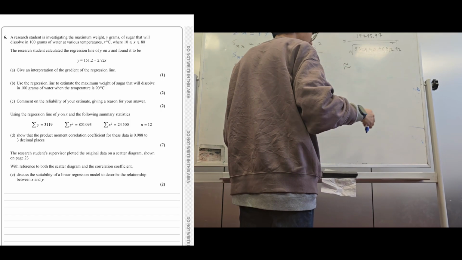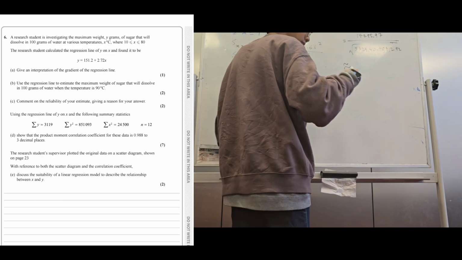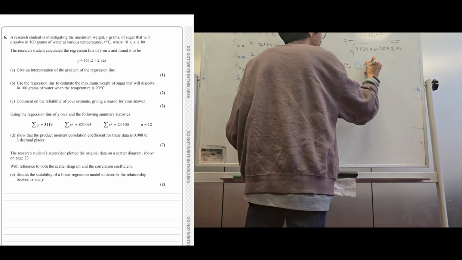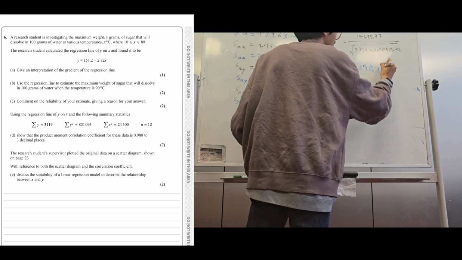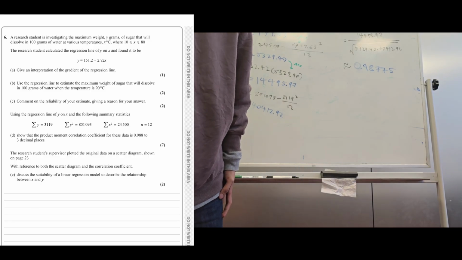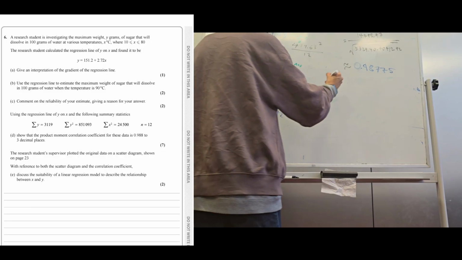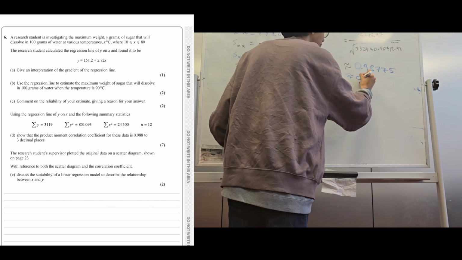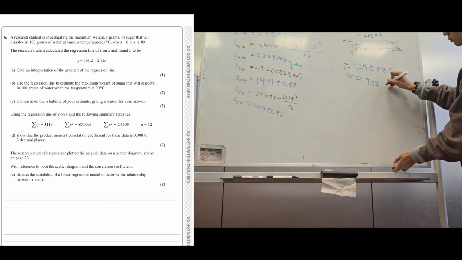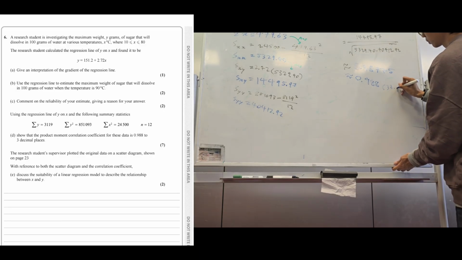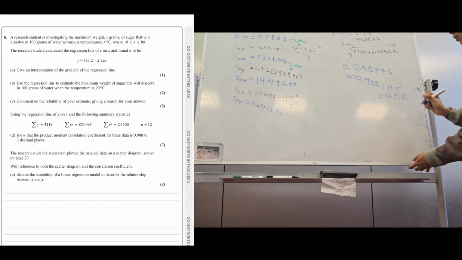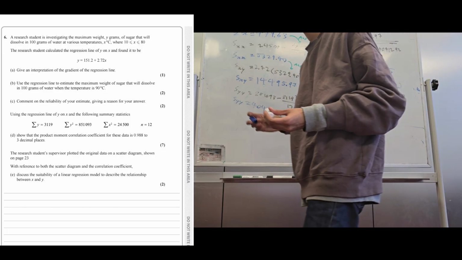My ink is not working. And then what is the question asking? Show that it is 0.988. So this is 0.988 to 3 decimal places. Then it is shown. There you go. Nice.